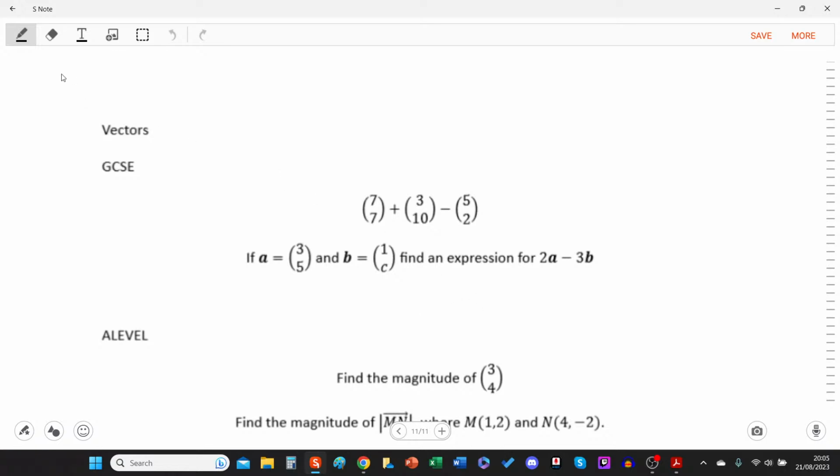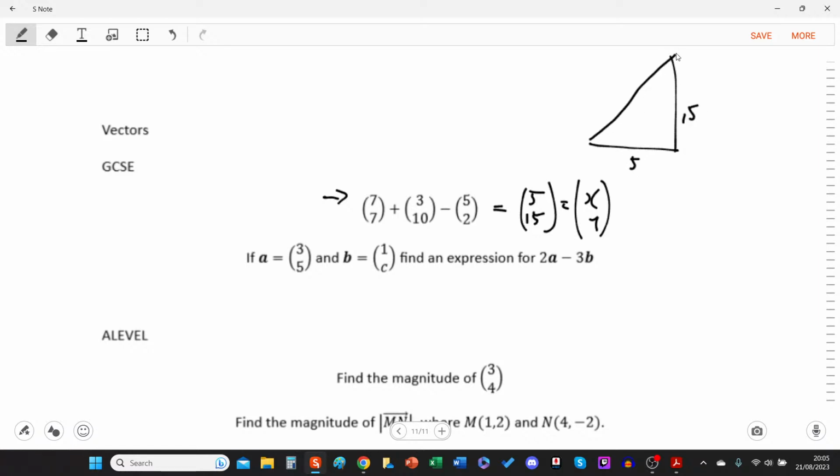So at GCSE, we're looking at basic addition. What we do, work across the top here. 7 plus 3 is 10, take away 5. And we have our basic 2 by 1 vector. And then 7 plus 10 is 17, take away 2 is 15. And this represents a movement, right? So the top represents an X movement and the bottom represents a Y. So we're going to go across 5 and we're going to go up 15. And the resultant is this.